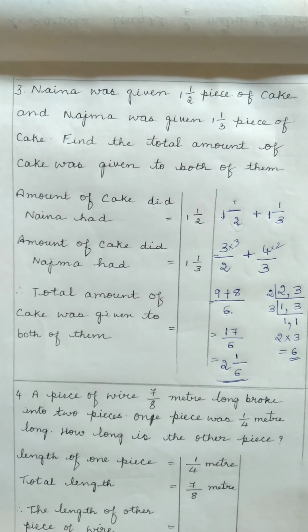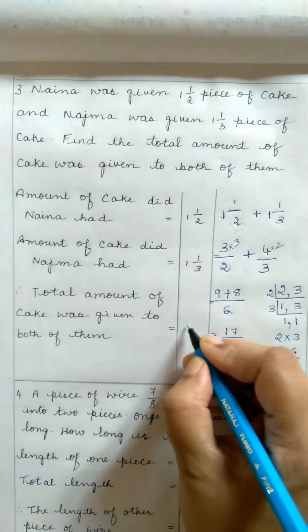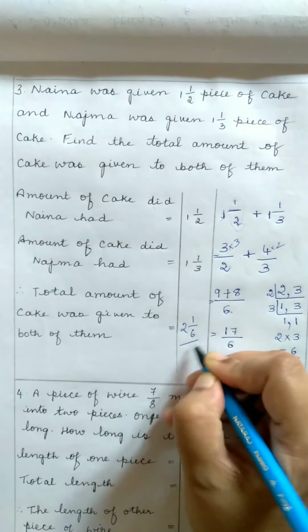Therefore, the total amount of the cake given to both of them, that is Naina and Najma, will be equal to 2 5 by 6 is the final answer.